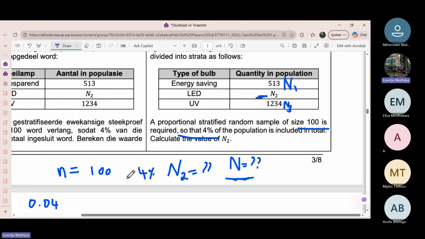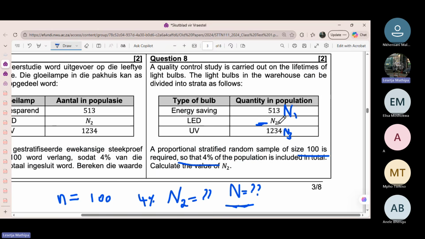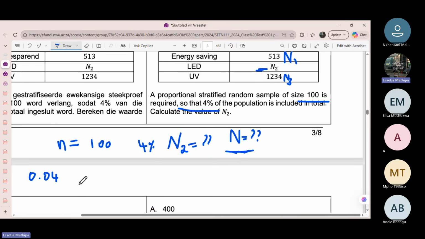But let me just verify something here. Okay, this is 100, and the 4% is our population. You might think that this question is difficult, but it's not, it's easy. The question is, how do you get the population? Interesting. So this is what you're going to do now.